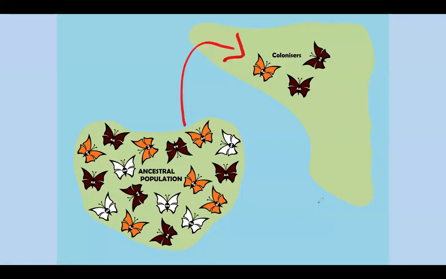This is called migration. What exactly is migration? Here we call it gene flow, right? Migration is actually gene flow. Imagine this is the original population of butterflies, and some of them migrated to a new habitat.